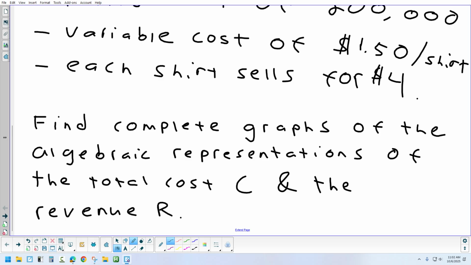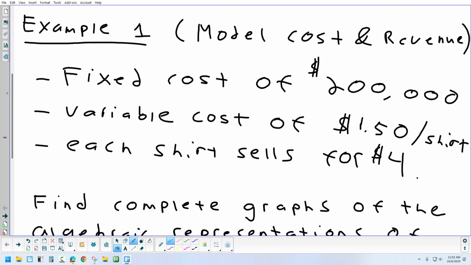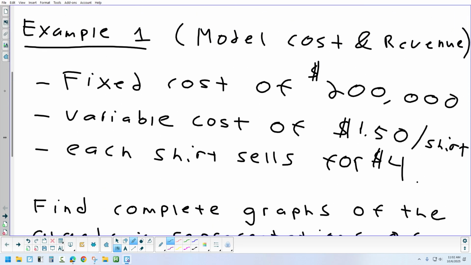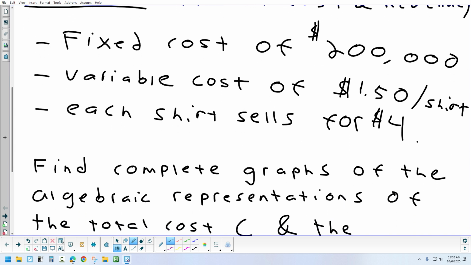Okay, so let's start with our costs. So we have to write the cost as a function of how many shirts we sell. Okay, so we should pick a letter. What letter do we normally use to represent the independent variable? What is it? X, yeah. So let's use X. And X will be the number of shirts we sell.